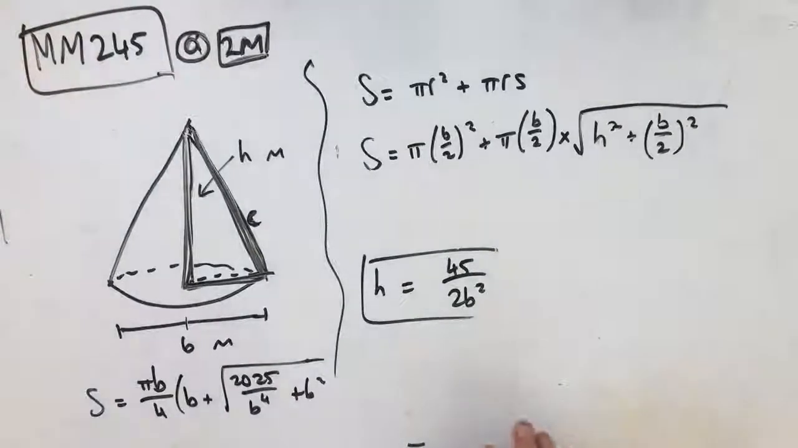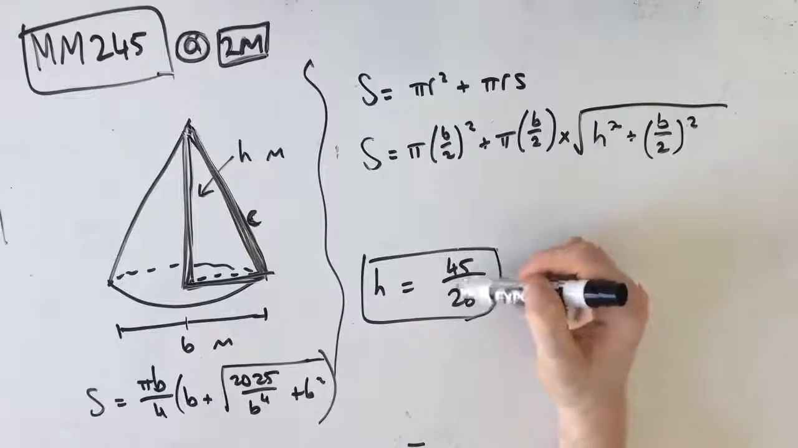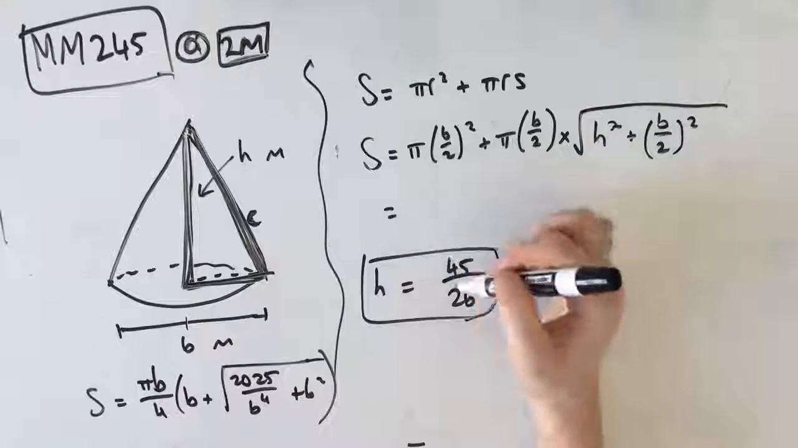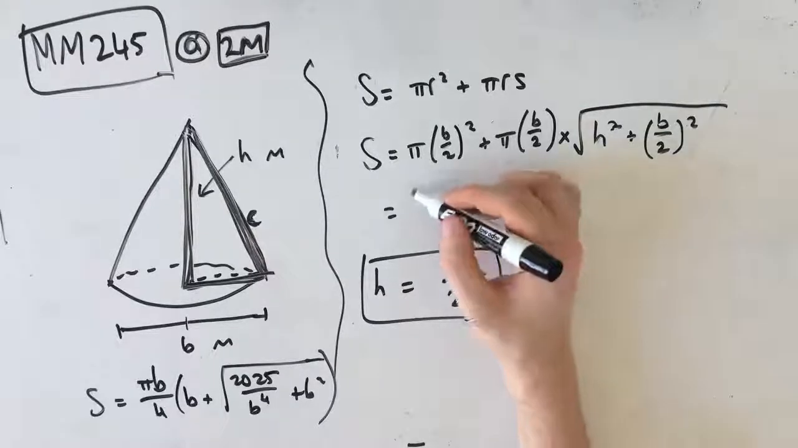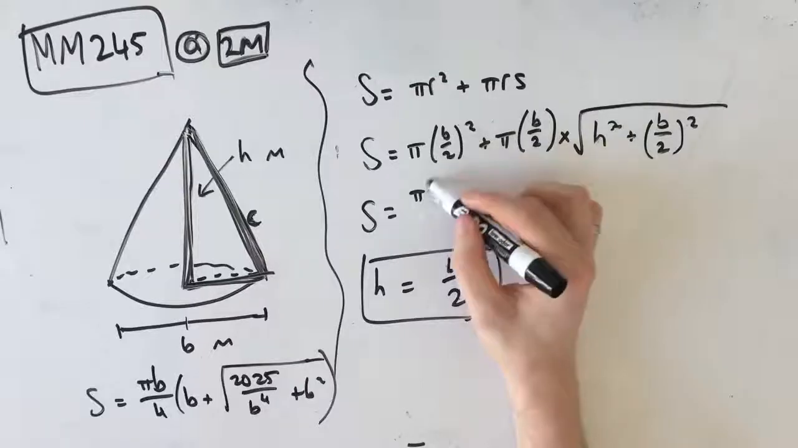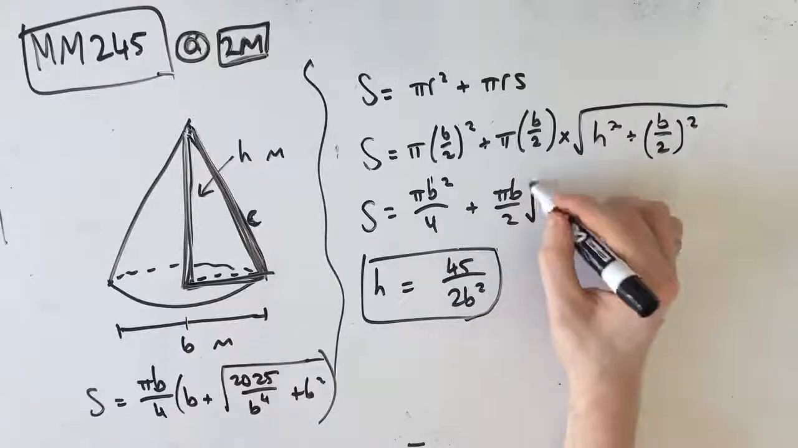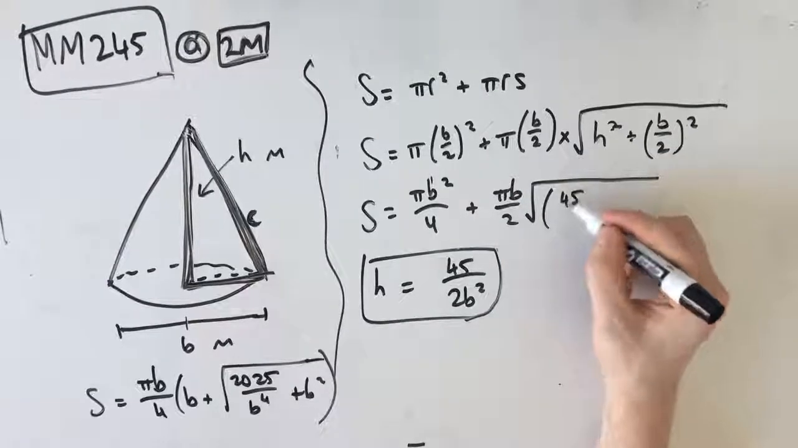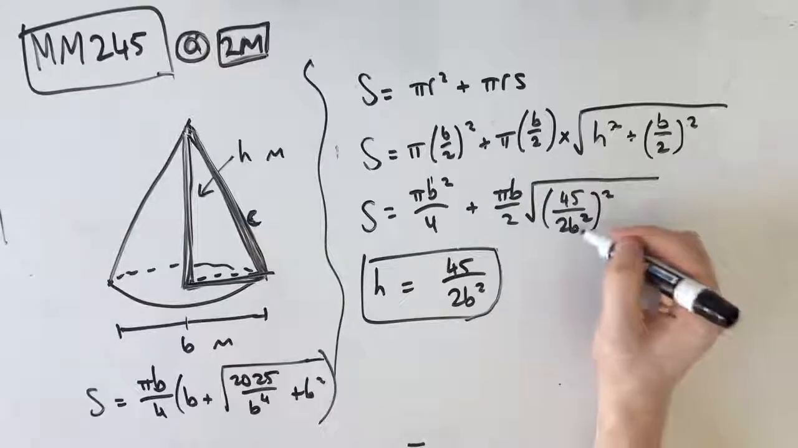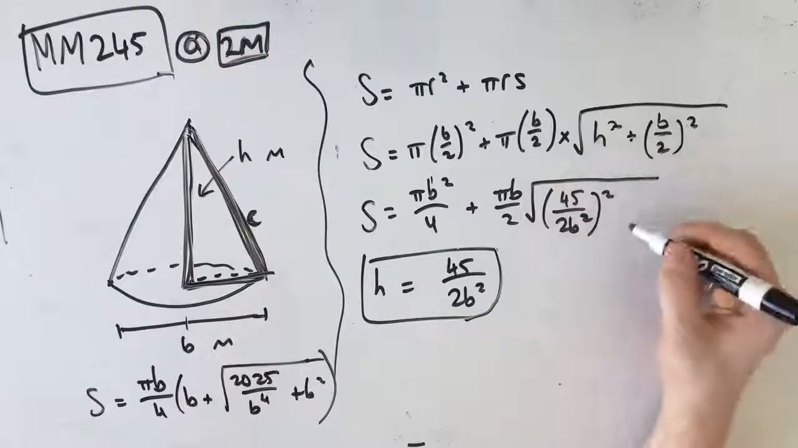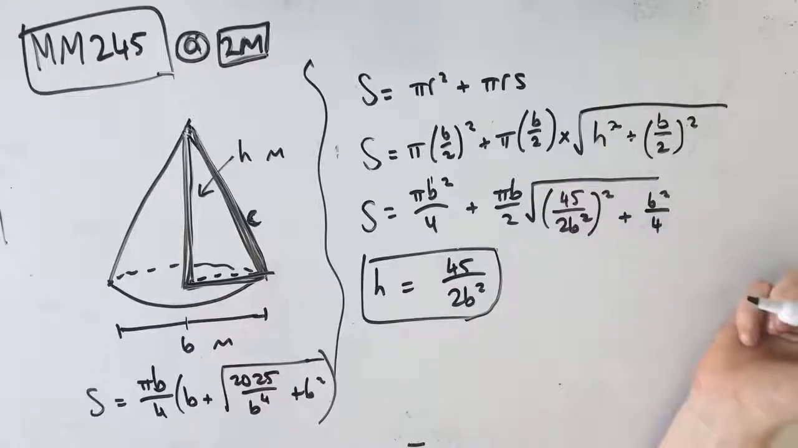Sweet. So the thing to recognize with our surface area equation is that we don't have any h's in here. There's no mention of an h, which means that we're going to need to replace our h with our function, which was the whole purpose of finding our value of h in terms of b to begin with. So our surface area is going to be equal to πb²/4 plus π b/2 times the square root of (45/(2b²)) squared, because our h is equal to this, and then we square that, plus b²/4.